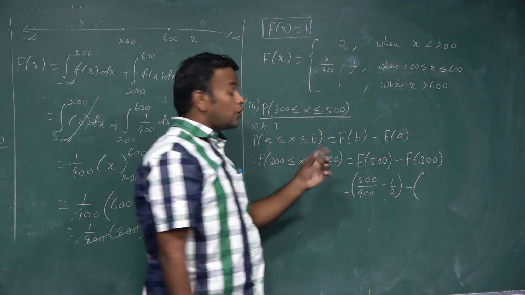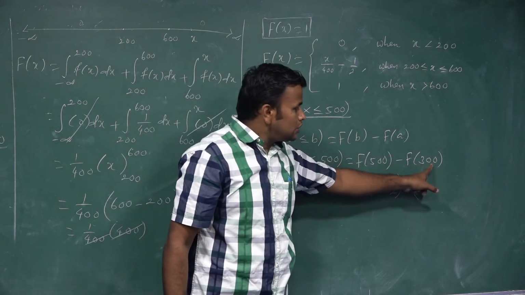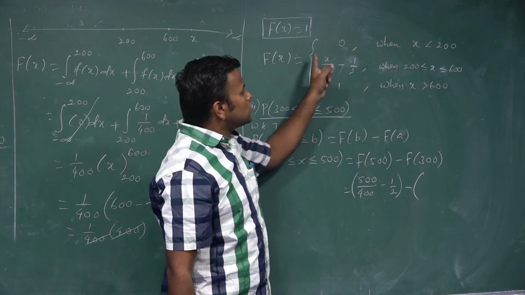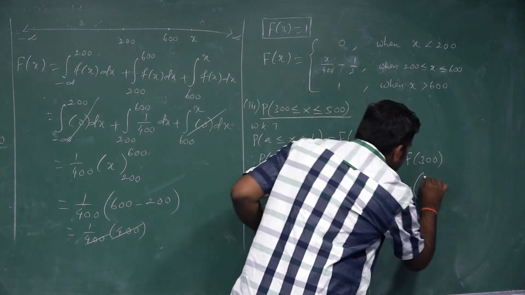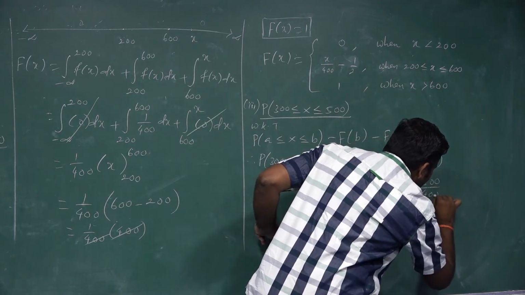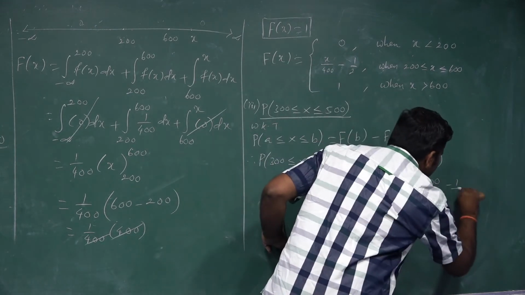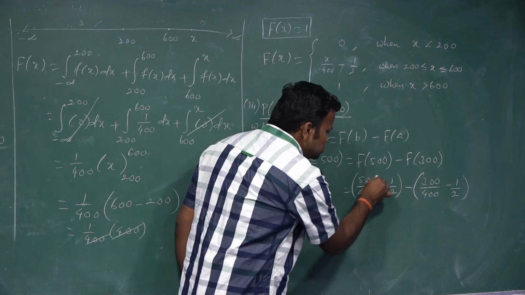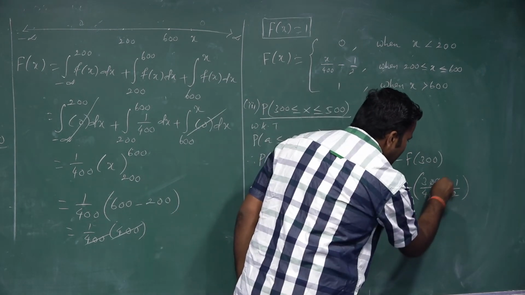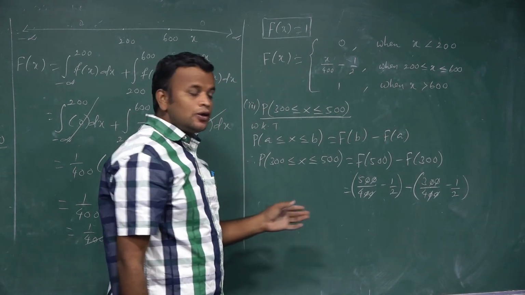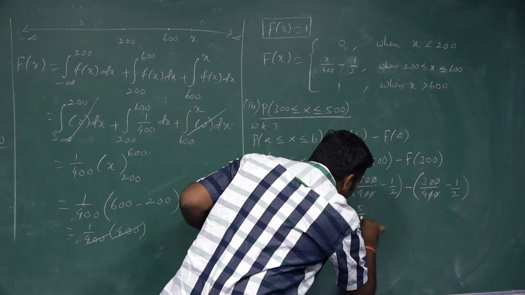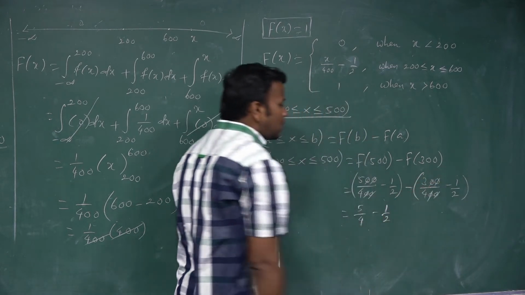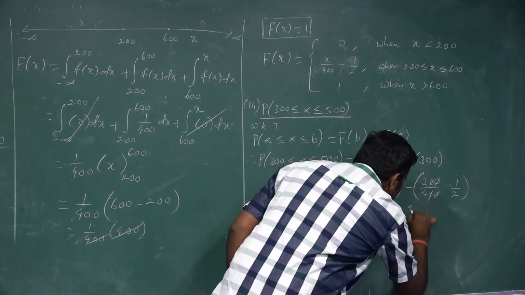Now we find the value of F of 300. You see the X value here is 300. 300 also lies in this interval. So we replace X by 300 here. So 300 by 400 minus 1 by 2. You see some terms are cancelled here. 100 is cancelled, here also 100 is cancelled. What is the remaining? 5 by 4 minus 1 by 2. I multiply the minus inside. So minus 3 by 4.